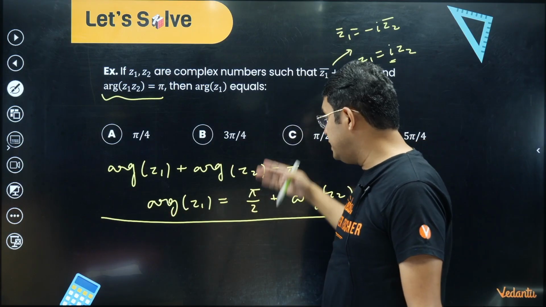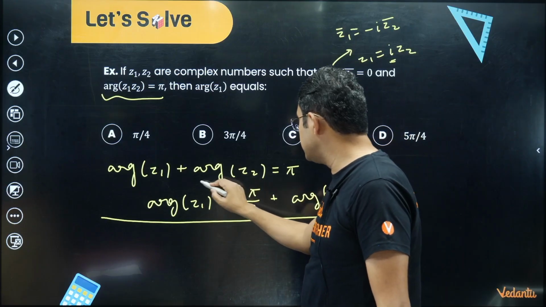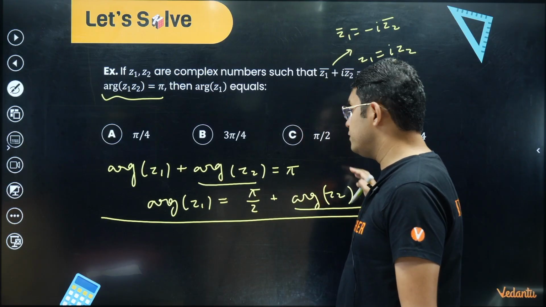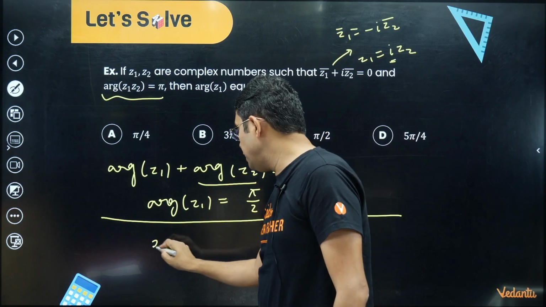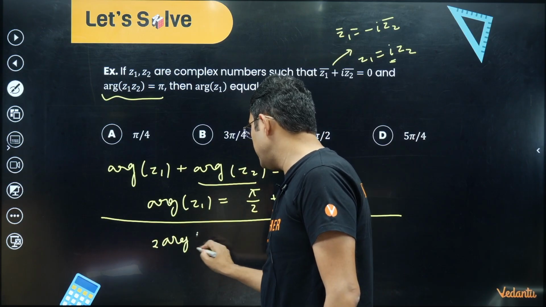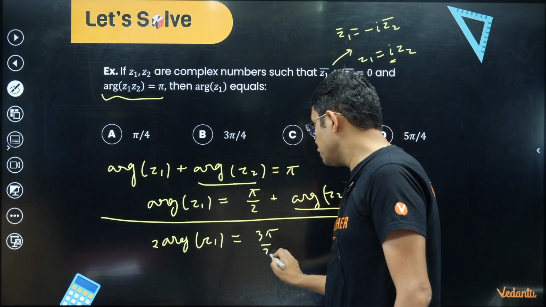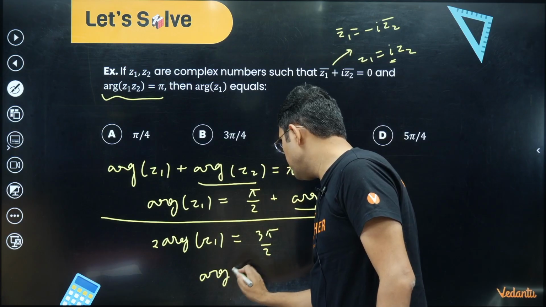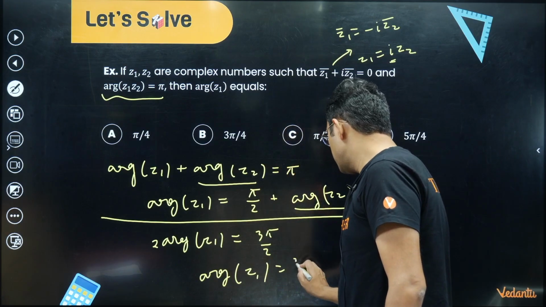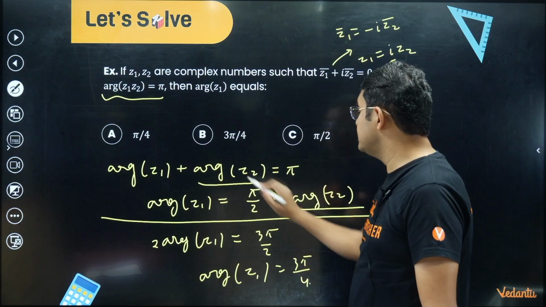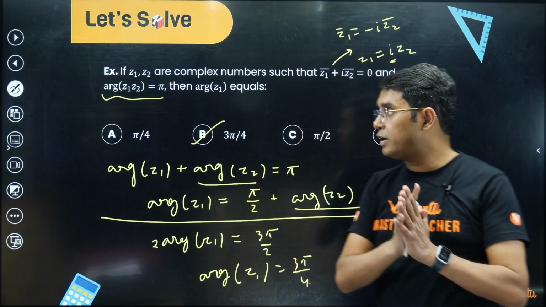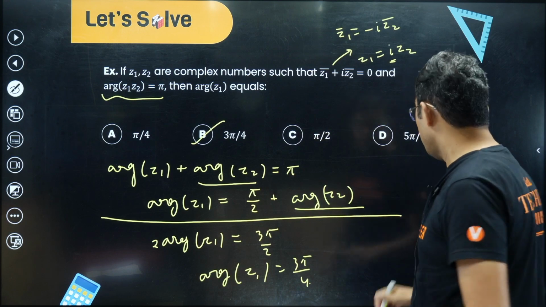If you add these two on both sides, you can see argument of z2 and argument of z2 will cancel, and this side we will be getting 2 times argument of z1. On the right hand side it will be 3 pi by 2. So argument of z1 will be 3 pi by 4. So the answer of this should be D. That is one of the methods. You could have done this question another way also.